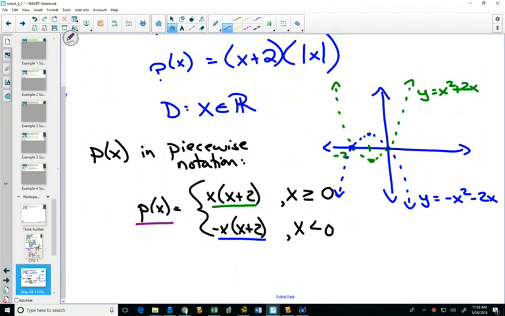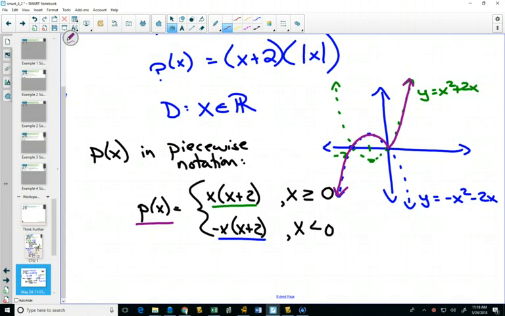P of x says, take the green graph, but only the piece when x is bigger than or equal to 0. So on my green graph, I have only that section. Then for p of x, it says take the blue graph, but only the piece when x is less than 0. So on my blue graph, I would take this section. And this is almost identical to the graph that we found just by multiplying the points.